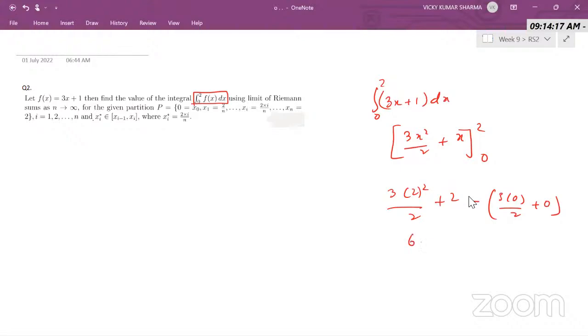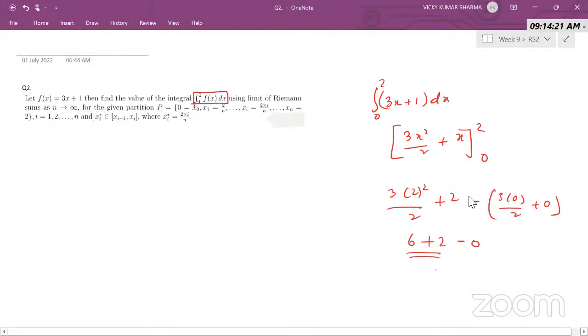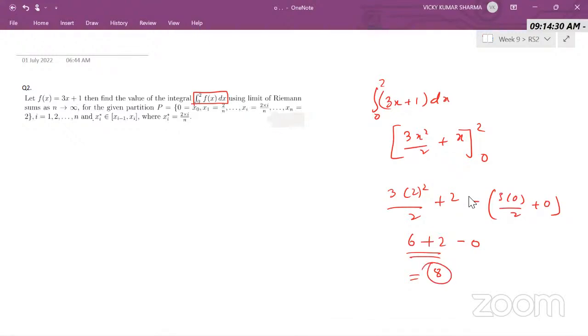Sorry to interrupt you. I got it up to the integration you have done. Then which value you are putting as the xi, 2i by n? I didn't get that. Come again. The integration part, I got it. Okay, you got the integration. Then what value are you putting? The limit value. The limit value you are putting.